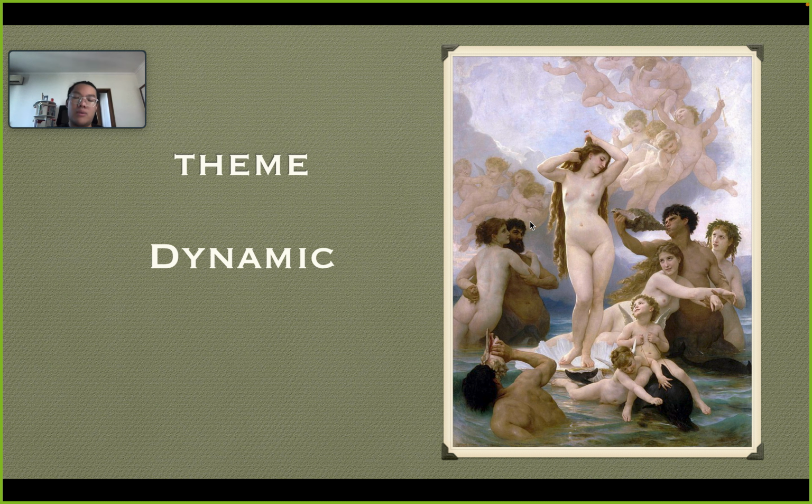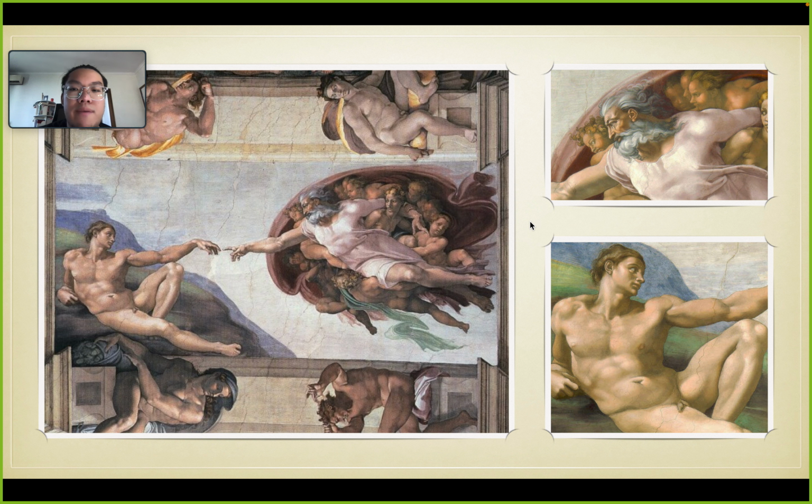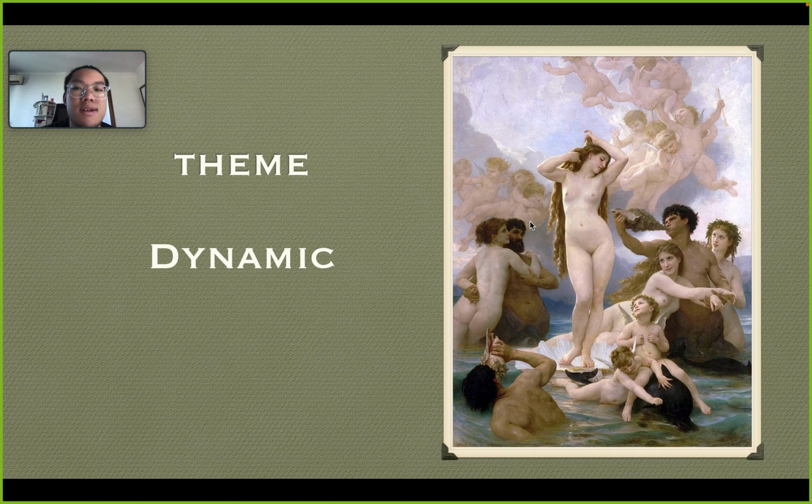And we can see that these two images have a lot in common, but also differences. The common thing is the dynamics of the characters, and the differences are the painting techniques, where The Creation of Adam used fresco and The Birth of Venus used oil on canvas. We can also see differences in themes: The Creation of Adam is a story in the Bible, and The Birth of Venus is a story in Greek mythology.